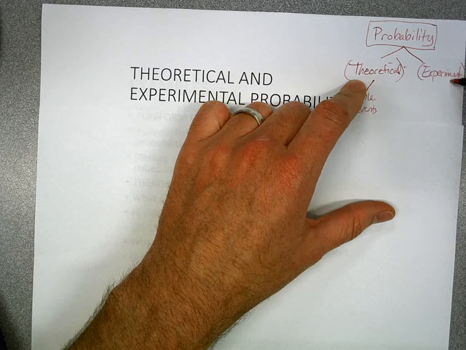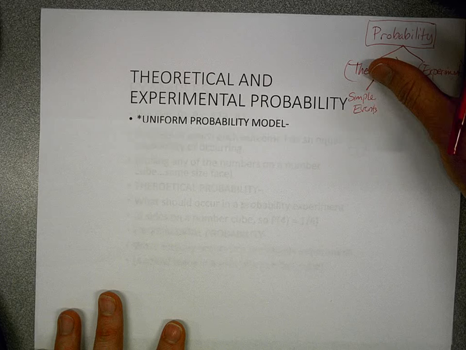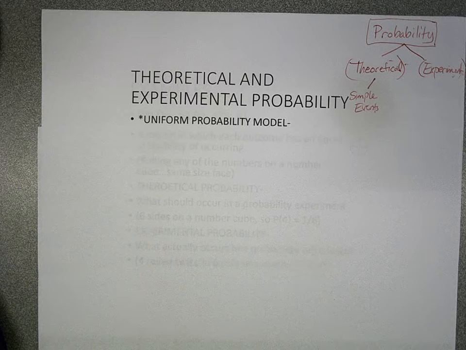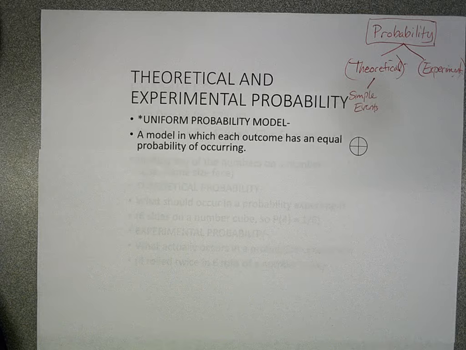All right, before I do that, I just want to front load this term right here. This has an asterisk because I don't believe it's in your notes, but it should be because this will pop up, and that is uniform probability model, everyone. Now, this is how it could easily be described: a model in which each outcome has an equal probability of occurring.